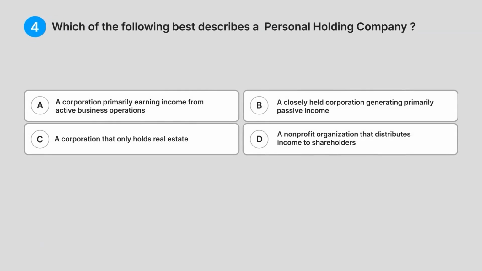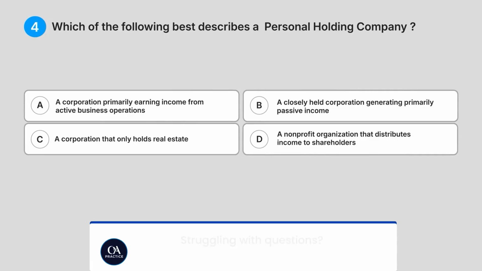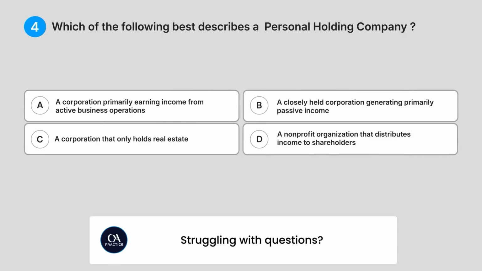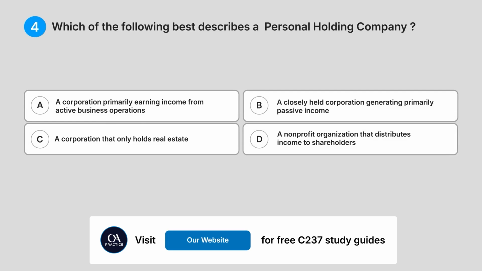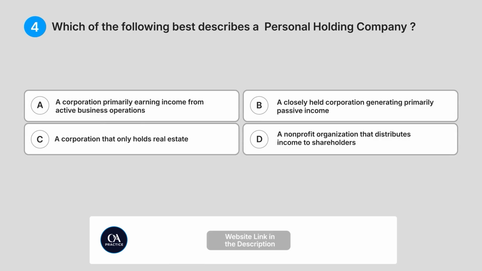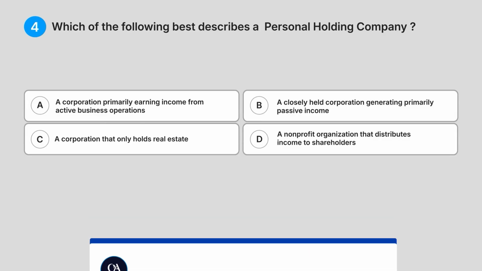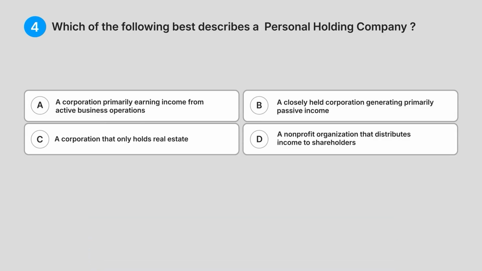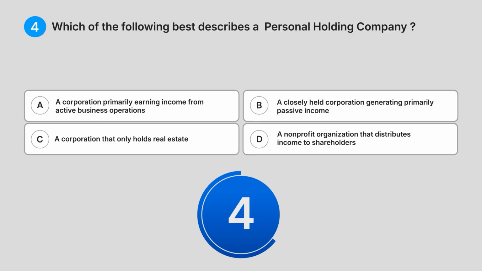4. Which of the following best describes a personal holding company? A. A corporation primarily earning income from active business operations. B. A closely held corporation generating primarily passive income. C. A corporation that only holds real estate. D. A non-profit organisation that distributes income to shareholders. Can you guess the answer?